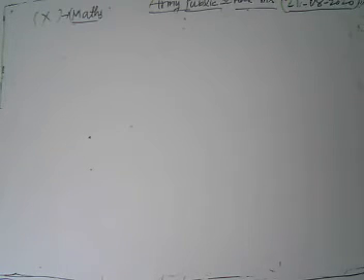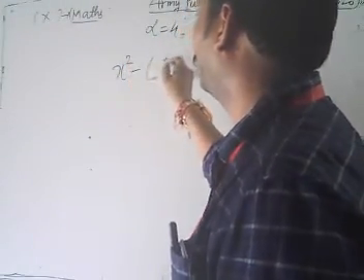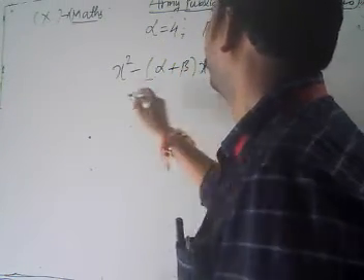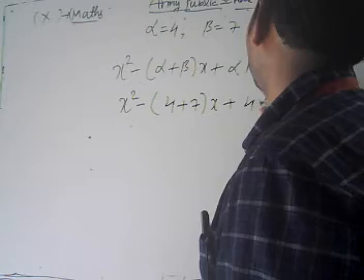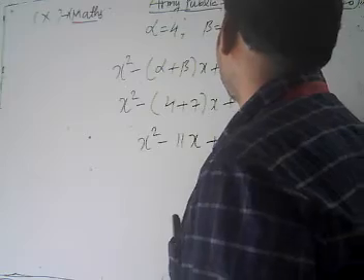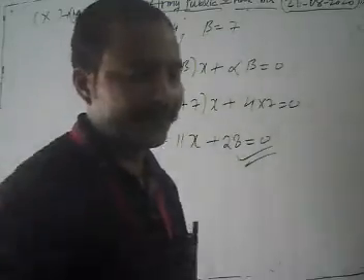Form a quadratic equation whose roots are 4 and 7. Given the roots are 4 and 7, alpha is 4 and beta is 7. Then our quadratic equation is given by x square minus (alpha plus beta) into x plus alpha into beta equal to 0. Then we have x square minus (4 plus 7) into x plus 4 into 7 equal to 0. We get x square minus 11x plus 28 equal to 0. This is our required quadratic equation whose roots are 4 and 7.